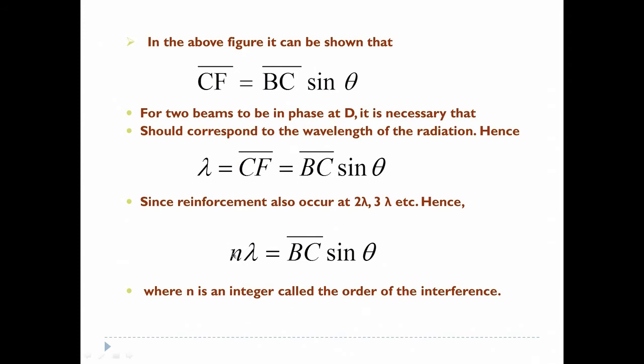And in general, for any number of interference or diffraction, it is given by n lambda is equal to BC sin theta. BC can be related to the crystal structure, that is 2d sin theta. n lambda is equal to 2d sin theta. This is a very important Bragg's equation.